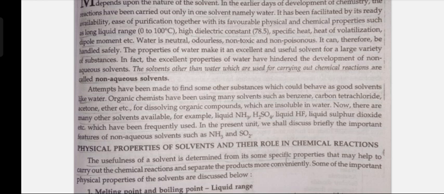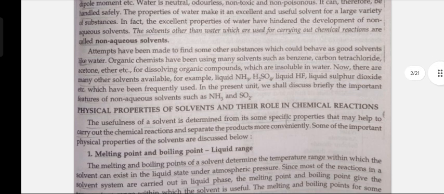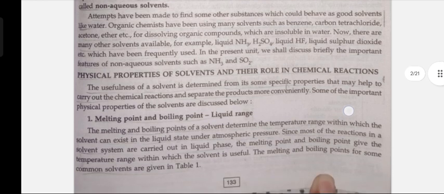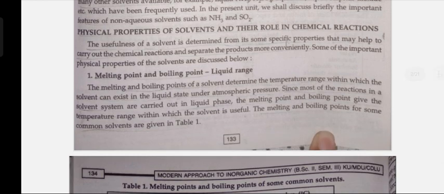In the present unit, we shall discuss briefly the important features of non-aqueous solvents such as ammonia and sulfur dioxide, physical properties of solvents and their role in chemical reactions. The usefulness of a solvent is determined from some specific properties that may help you to carry out chemical reactions and separate the products more conveniently. Some of the physical properties of the solvent are discussed below.